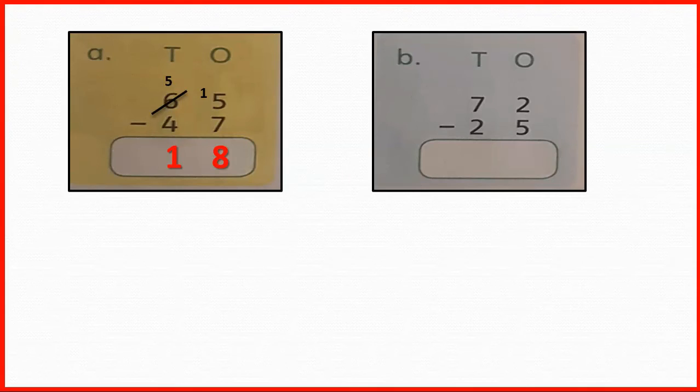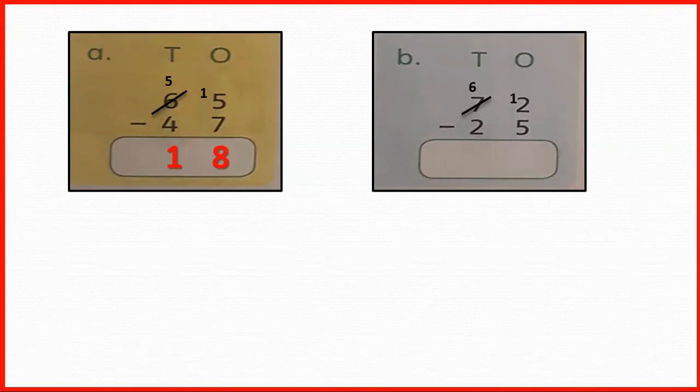Can we take away 5 ones from 2 ones? No, we need more ones. We took 1 ten from the tens column and changed it into 10 ones. Now there are 12 ones and 6 tens are left.